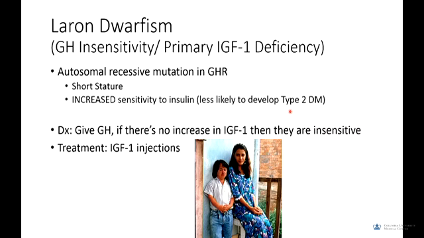But in this kind of situation, the pathology is that these people with Laron dwarfism have insensitivity to growth hormone. So you can't just give these people growth hormone and expect a change, because the liver can't sense the growth hormone to produce IGF-1. So treatment for this is IGF-1 injections. To diagnose it, you give GH and there's no response. So it's great. This was the creepiest thing.